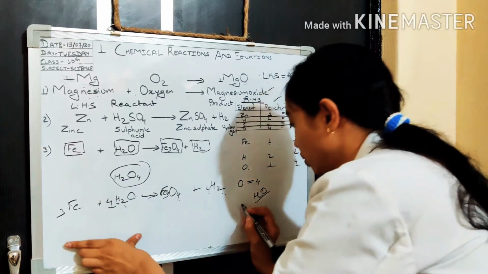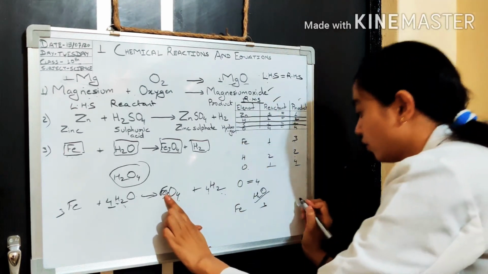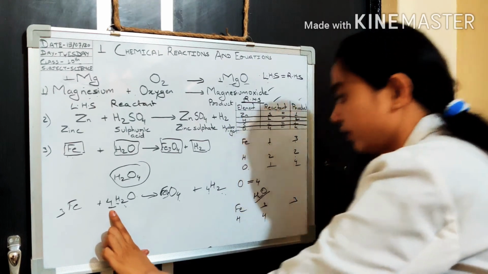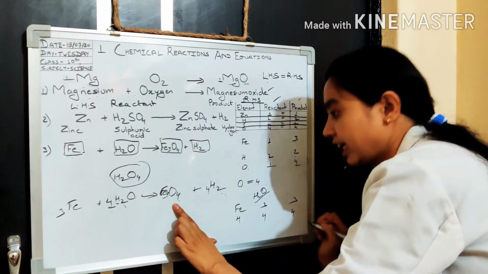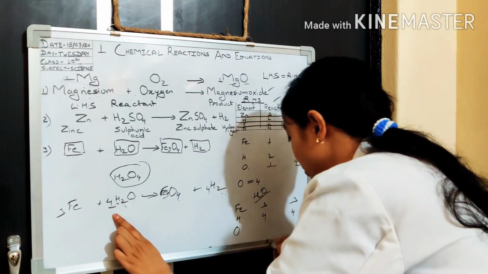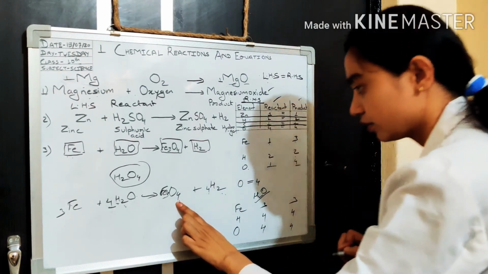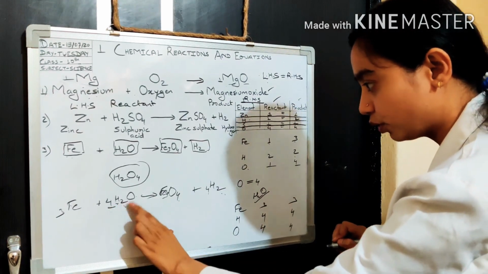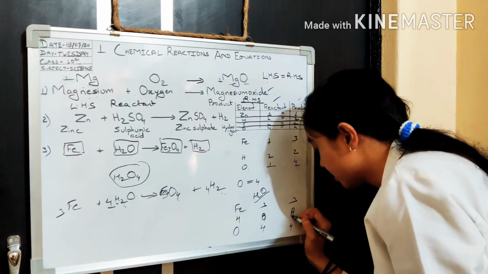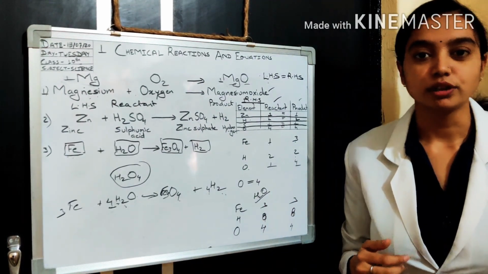You can see that Fe becomes 3 in reactant and 3 in product. Hydrogen becomes 4 in reactant, 4 in product. Oxygen 4 O, here it is in multiplication, so 4 in reactant and 4 in product. Hydrogen, sorry, hydrogen is 8, 4 times 2 is 8, and here 4 times 2 is 8. Yes. So you can balance the reaction in this way. Practice more. Thank you so much.